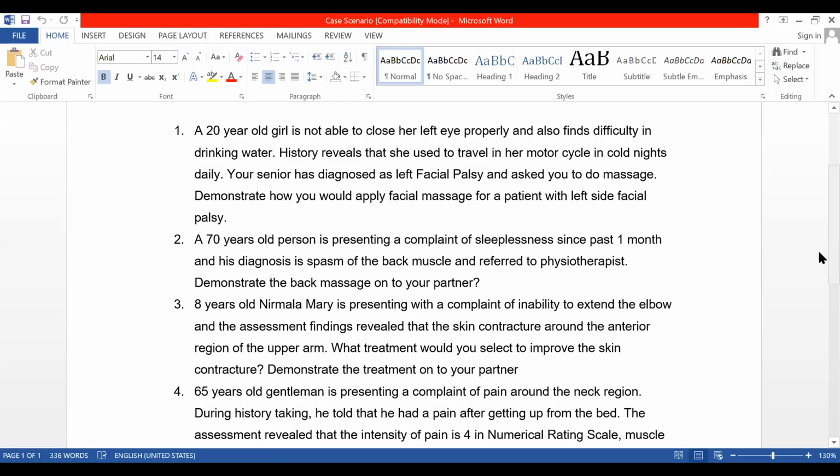So this is a case scenario question. Since you are in the second year, you will not be able to diagnose the condition. That's why they have given you the diagnosis. Otherwise, usually they don't give you the diagnosis. Is that clear? In this question there is no clue. Directly they have asked you to perform the massage on the particular person. So for this condition, how will you do it?